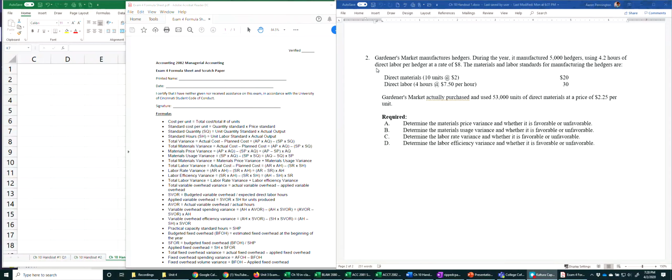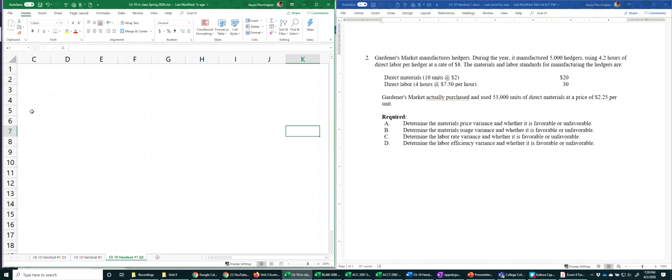Gardner's Market manufactures hedgers. During the year, it manufactured 5,000 hedgers using 4.2 direct hours of direct labor per hedger at a rate of $8. The material and labor standards for the hedgers are, and we see that information here. Gardner's Market actually purchased and used 53,000 units of direct materials at a price of $2.25 per unit. Determine the materials price variance and whether it is favorable or unfavorable.